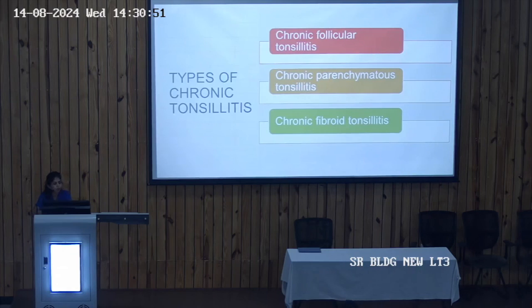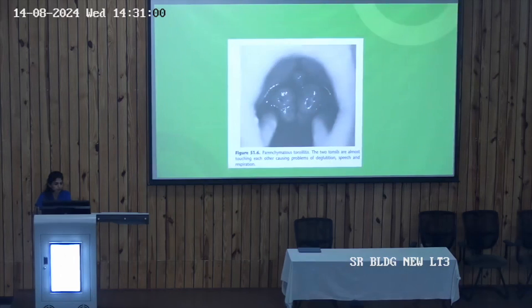Then what are the types of chronic tonsillitis? It is chronic follicular tonsillitis, chronic parenchymatous tonsillitis, and chronic fibroid tonsillitis. This is a case of parenchymatous tonsillitis. The two tonsils are almost touching each other, so the patient complains of difficulty in deglutition, speech, or respiration. There are various grades of tonsillitis. This is grade 4, touching each other.